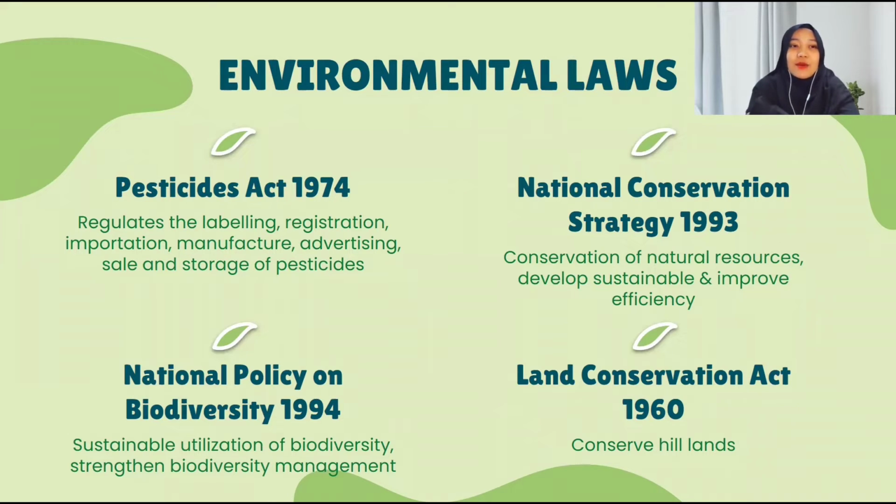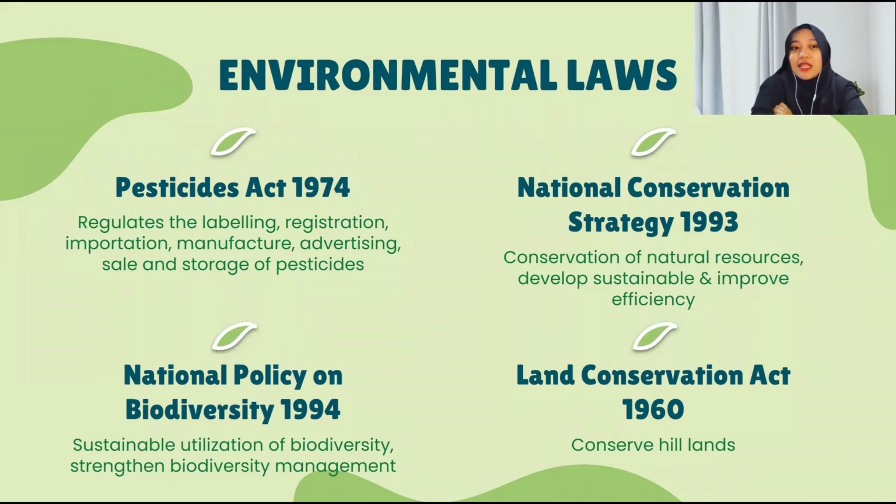The first one is Pesticide Act 1974. This law regulates the labeling, registration, importation, manufacture, advertising, sale, and storage of pesticide, where it controls the presence of pesticide residues in food, and the reporting and investigation of accidents and injuries caused by pesticide. The second one is National Conservation Strategy 1993. It emphasizes the conservation of natural resources, develops sustainability and improves efficiency in resource use and management.